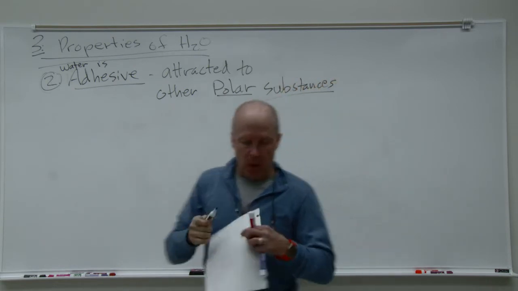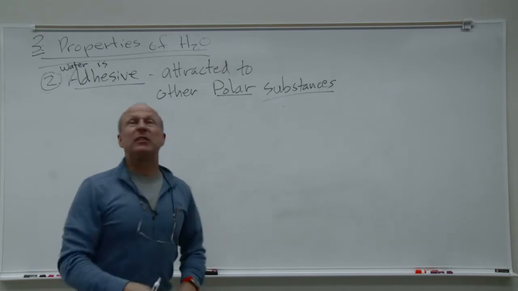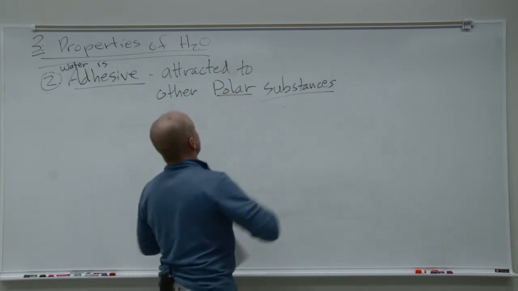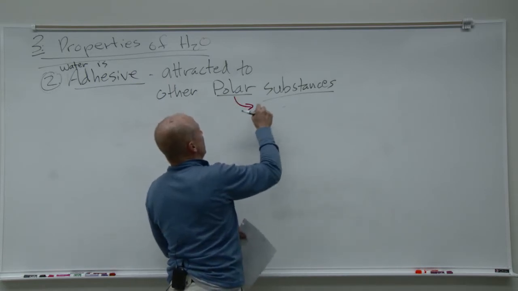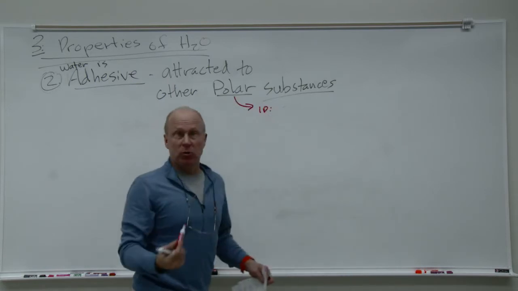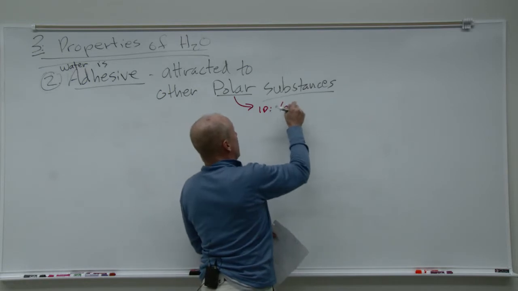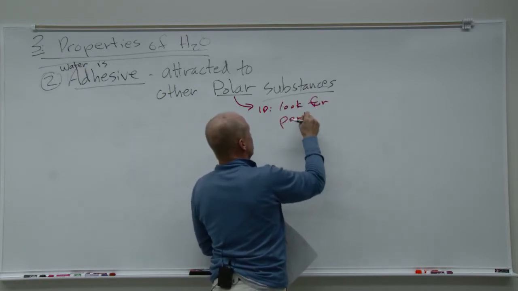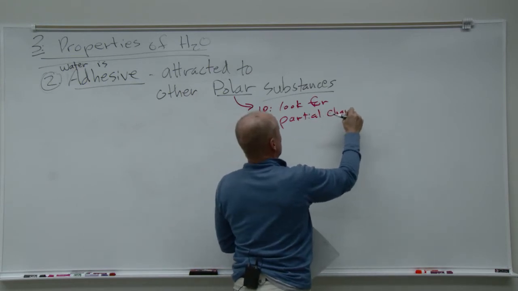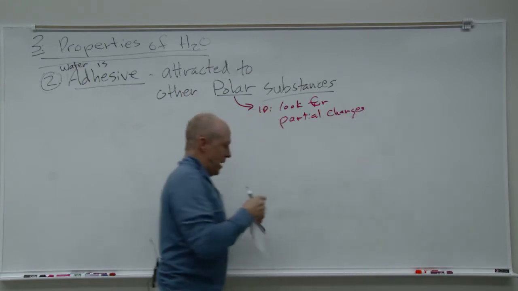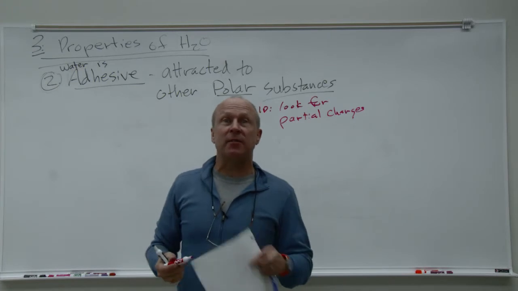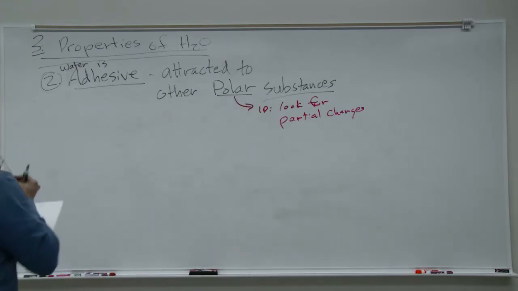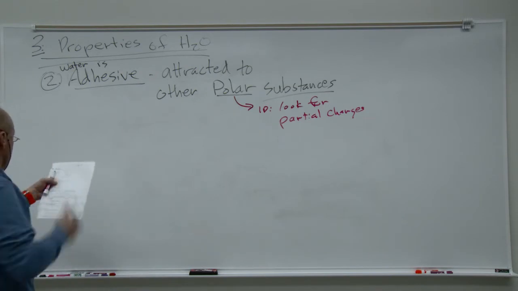First thing I want to say about polar substances, if it's polar, it's going to have a lot of polar covalent bonds and a lot of partial charges. So one of the keys to ID polar substances, you look for partial charges, and the more partial charges a substance has, the more polar that it is. So water's attracted to these things.